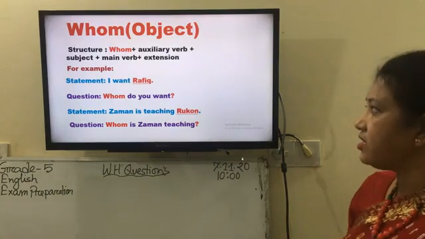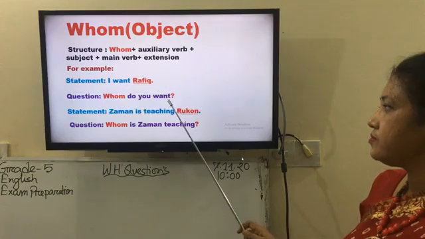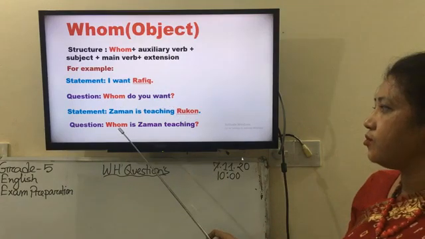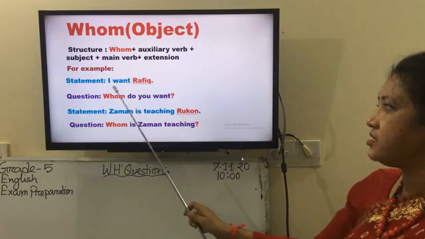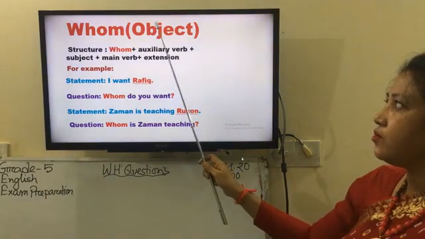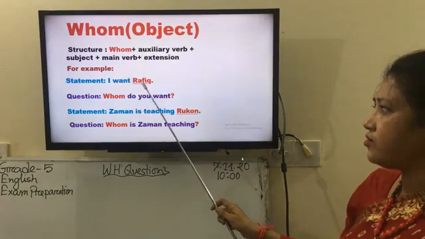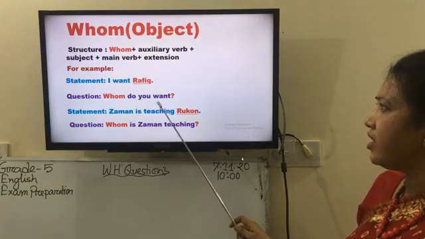So you write down whom instead of object. This is the subject, this is the object. So we generally see without object write down whom. I want Rafiq. Whom do you want?